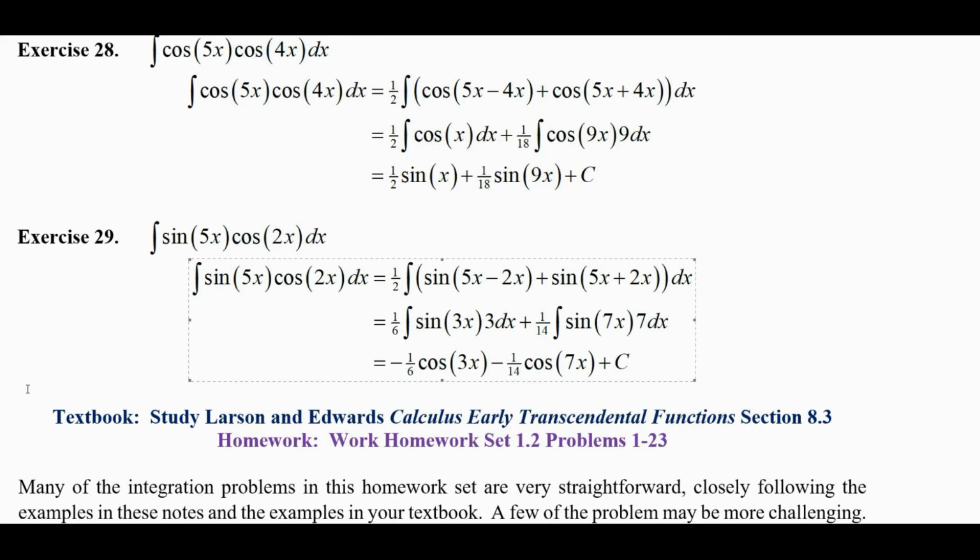I'll leave the checks to you to make sure everything was done right. At this point, we've finished this little section. This is basically section 8.3 in the Larson and Edwards calculus textbook, the early transcendentals version of it. And it's time to do some homework problems and put these different techniques to work for you.